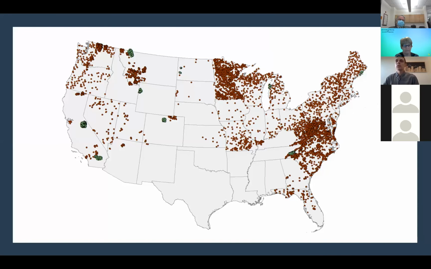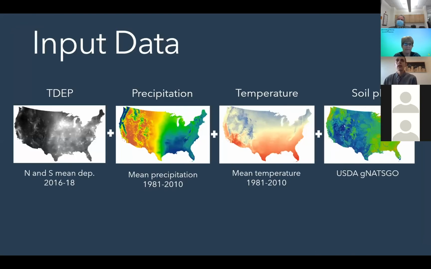And again, this just shows the input data from the Clark et al. analysis versus the plot data that we have, which is in green in our case study parks. And this is one of the main differences that we had in our data versus what was used in the original models by Clark et al.